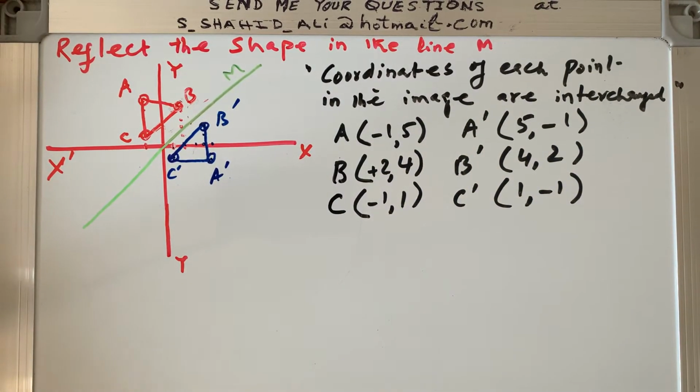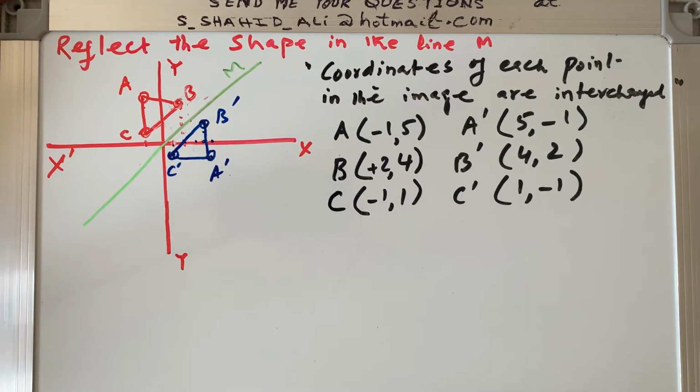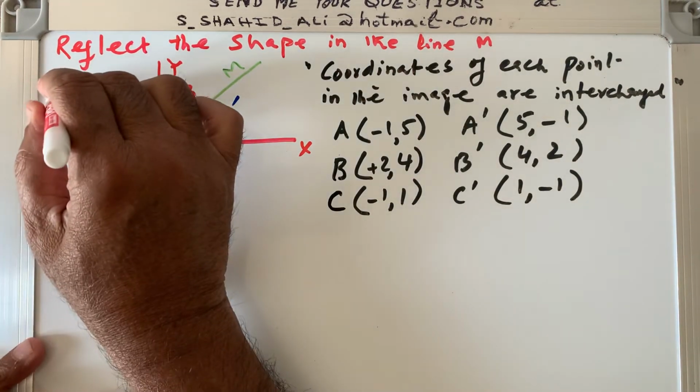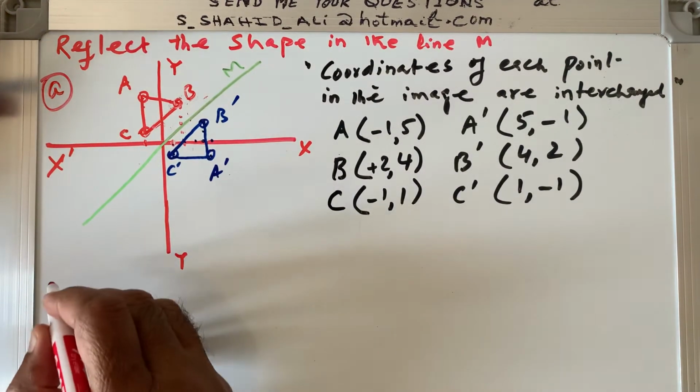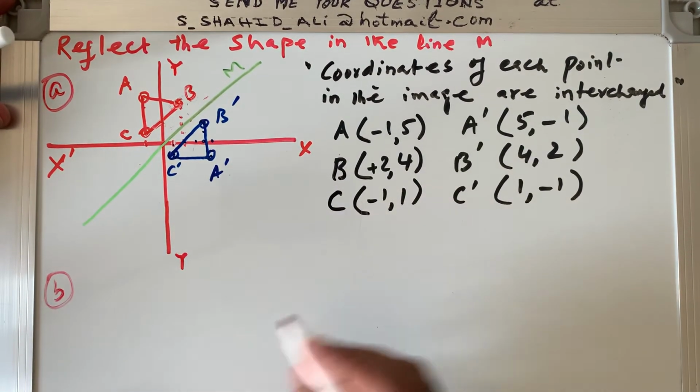In this way, and what I said is that this question can be asked in a different way. In this part A, the shape was given, and we had to find out on the grid paper the coordinates of this shape ABC. Now if the question is asked in another way, they give you the coordinates and then we have to plot those coordinates.